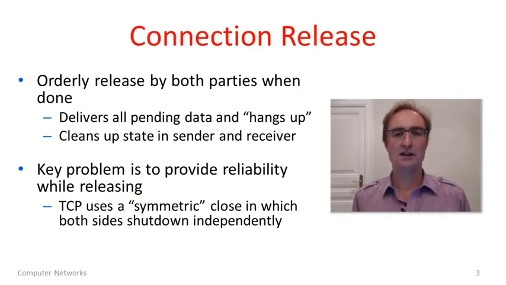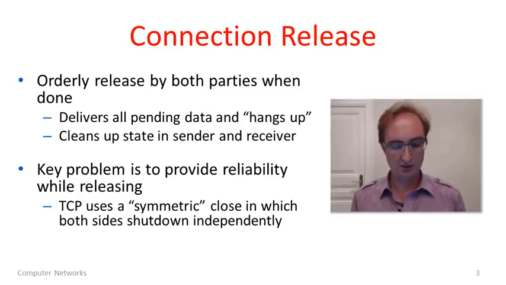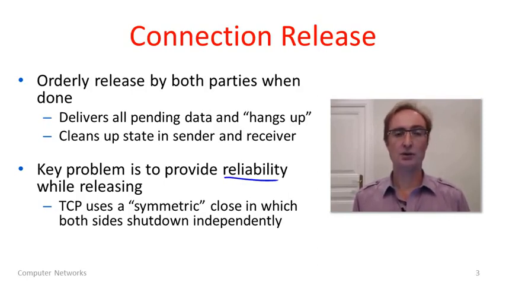In connection release, the main task is to close down both sides of the connection in an orderly way so that all of the pending data is delivered before both sides hang up, as well as cleaning up any state that's left over in the sender and receiver. So the key problem here is to provide this reliability to deliver the pending data in a nice clean way while doing the release. In TCP, we use what's called a symmetric close to handle this problem, where either direction of data transfer closes itself independently. So it's possible to have connections which are half open temporarily on the way to being closed.